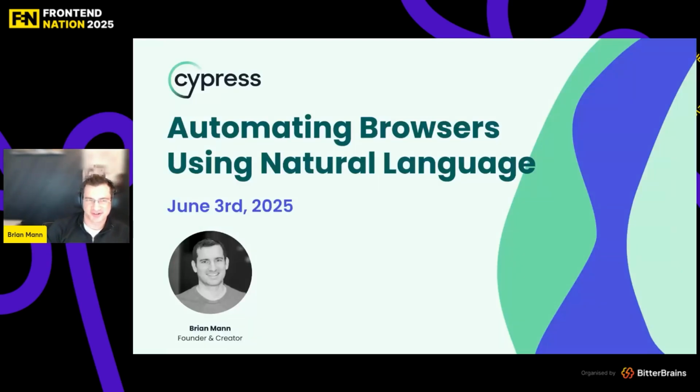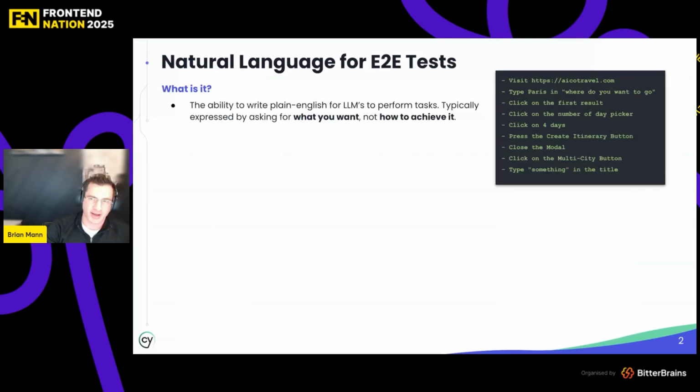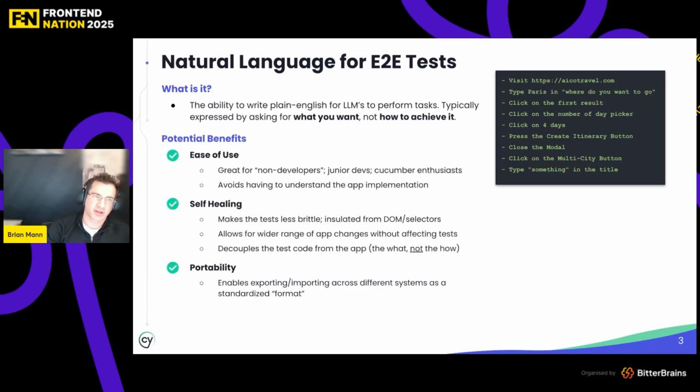Wow, what an introduction. So yeah, I'm just going to talk fairly quickly, or try to be quick, about the current state of automating browsers using natural languages, specifically for the purposes of writing end-to-end tests. Right. So, just a real quick introduction. What is natural language? It is basically the ability for us to write plain English for LLMs to perform tasks. And often this is expressing what it is you want, not necessarily giving all the details about how to achieve it.